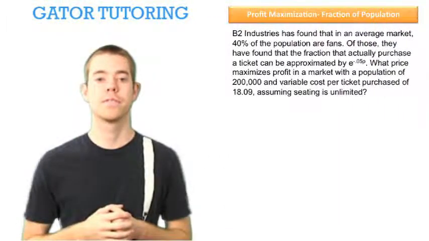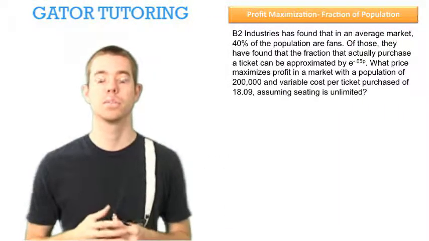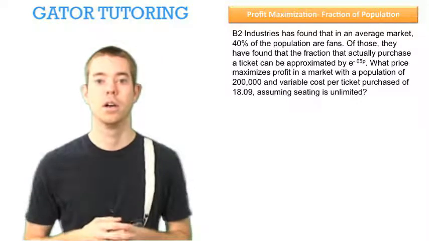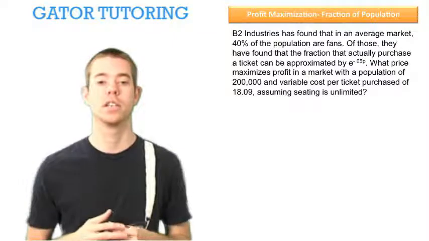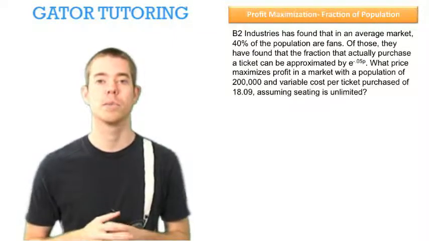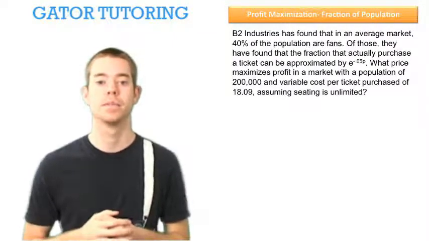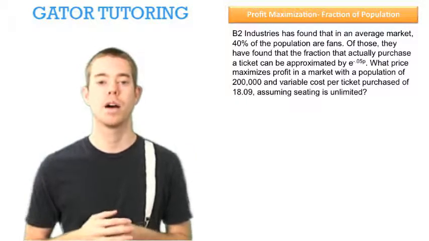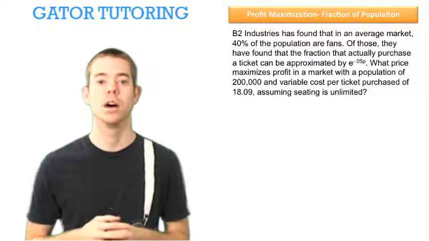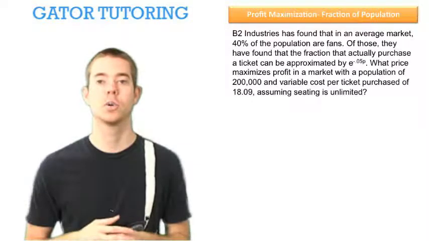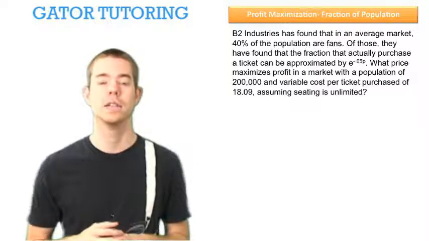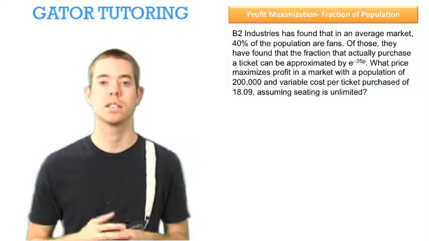B2 Industries has found that on an average market, 40% of the population are fans of their music. Of those 40%, they have found that the fraction that actually purchase a ticket can be approximated by e raised to the negative 0.05p. What price maximizes profit in a market with a population of 200,000 people and variable cost per ticket purchased of 18.09, assuming that seating is unlimited?